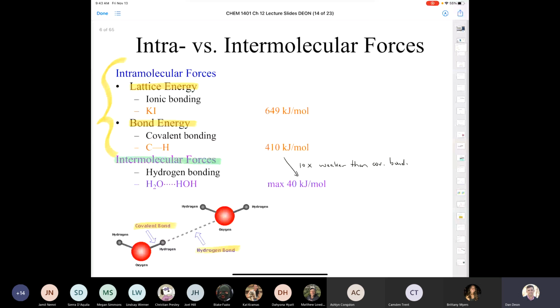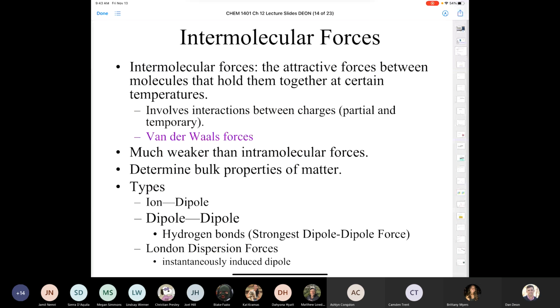Intermolecular forces are those attractive forces between molecules that hold them together at certain temperatures. It involves interactions between charges, not cations and anions. We're not talking about that. We're talking about partial charges. So something that has partial positive charge or partial negative charge. The way we describe partial charge in chemistry class is like this.